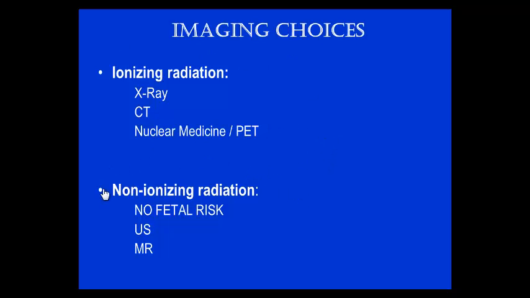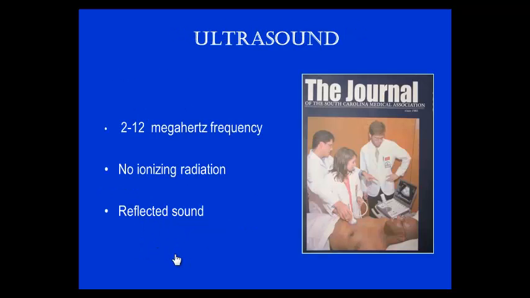If we think about the non-ionizing radiation, the point about that is there's no fetal risk here. So that's where we don't have that ionizing radiation. So that would be ultrasound and MR. Since we go to the University of South Carolina School of Medicine, we know a tremendous amount about ultrasound already, so we don't need to go over a lot of that. But again, no ionizing radiation, it's all reflected sound.